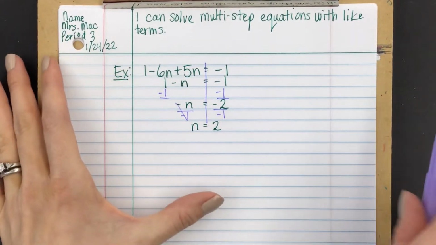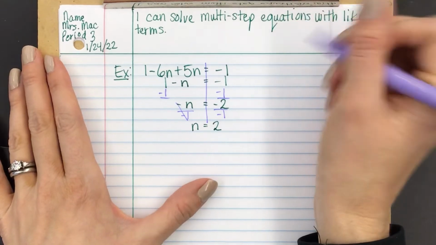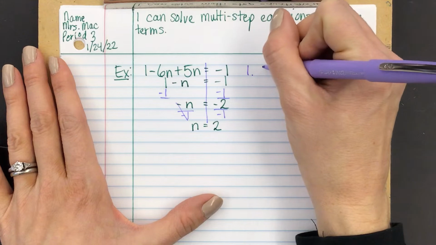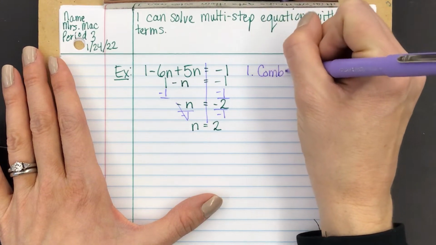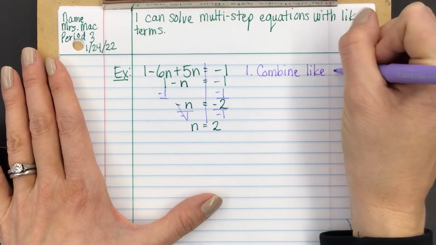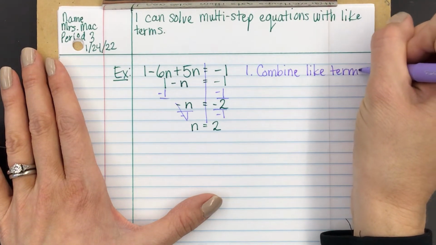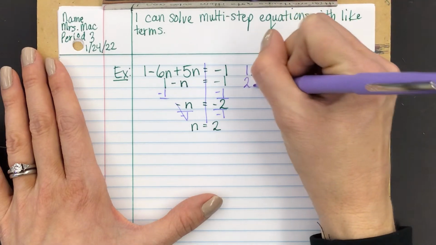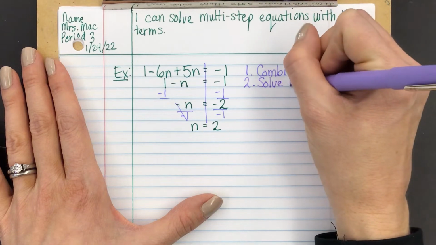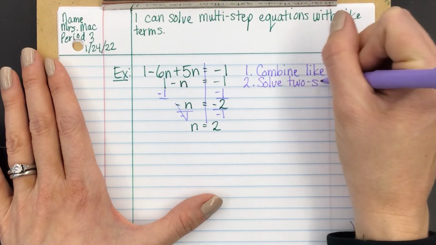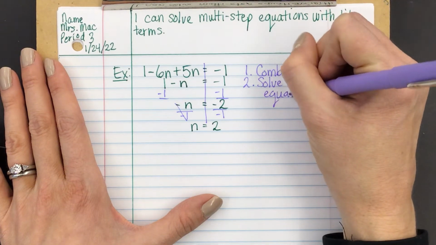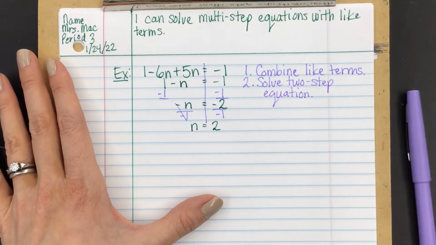So the steps that we took here, we'll be adding to our list each day. But for today, all we're doing is we're combining like terms. And we're going to just solve our regular two-step equation. Okay, so these are the steps we're using today.